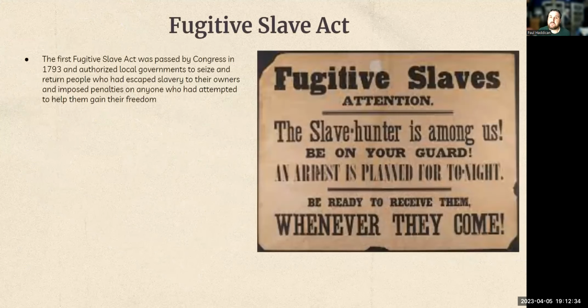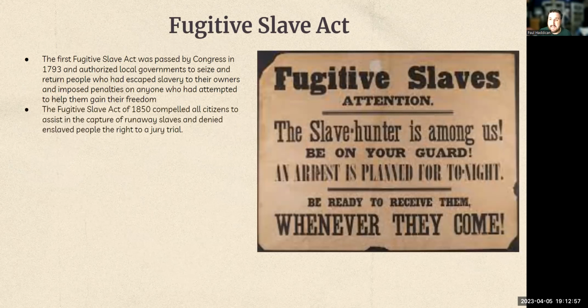The first one's going to be political compromises. We're going to take it back a little bit. Remember, we talked about the Fugitive Slave Act. The first one is authorized by Congress in 1793, and it authorizes local governments to seize and return people who are escaped slaves back to their owners, and also imposes penalties on anyone who tries to help them to gain their freedom, either by hiding them or by actually helping them to escape their plantations.